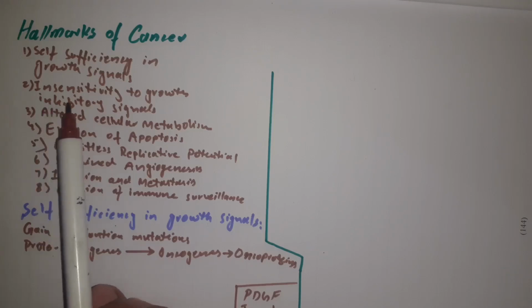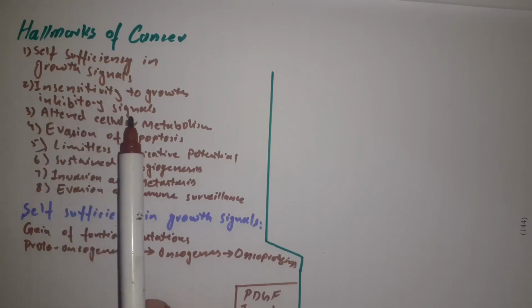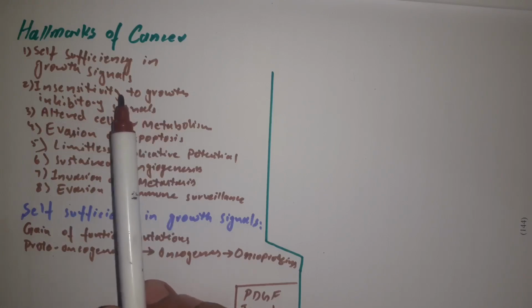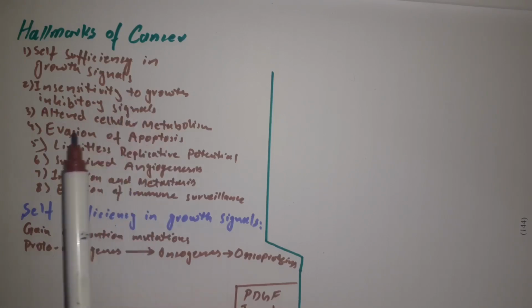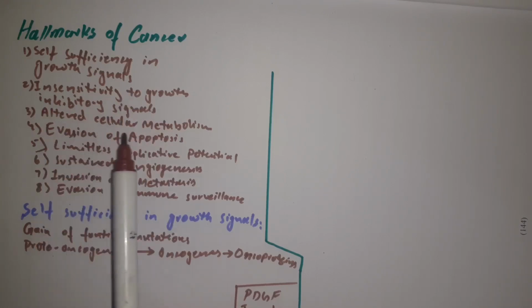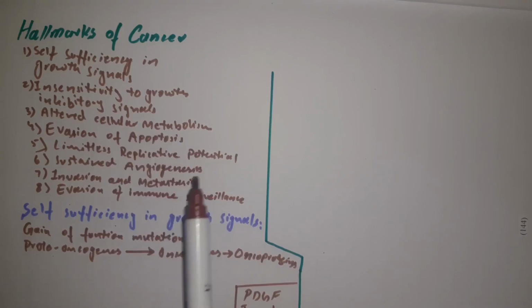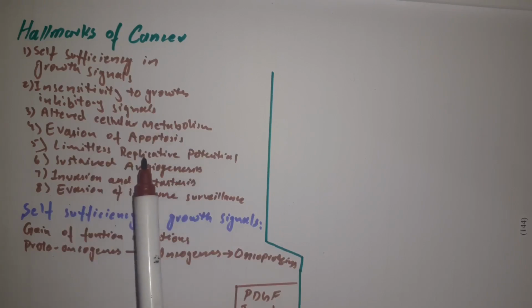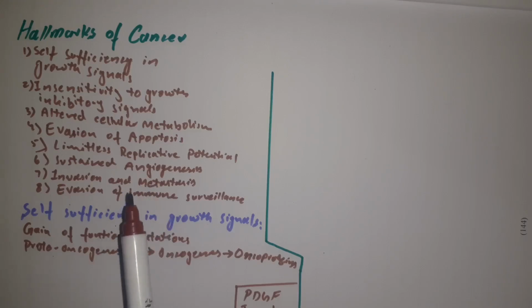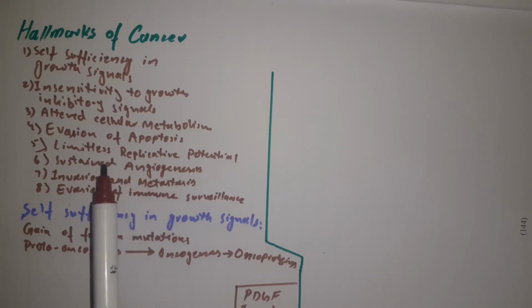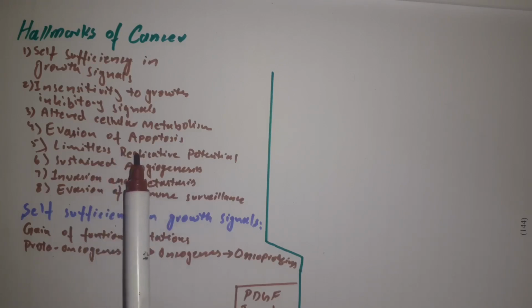They become insensitive to growth inhibitory signals. They no longer respond to the inhibitory signal. As a result, their growth continues. They alter their cellular metabolism to meet their own metabolic needs, and they evade apoptosis. As we know, cells which have a deranged genetic setup are subjected to apoptosis. However, cancer cells rearrange themselves in such a way that they avoid the process of apoptosis.